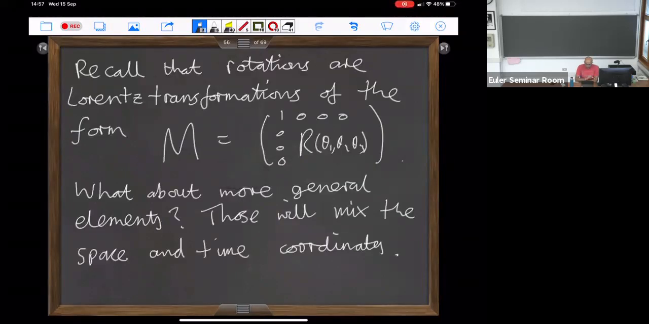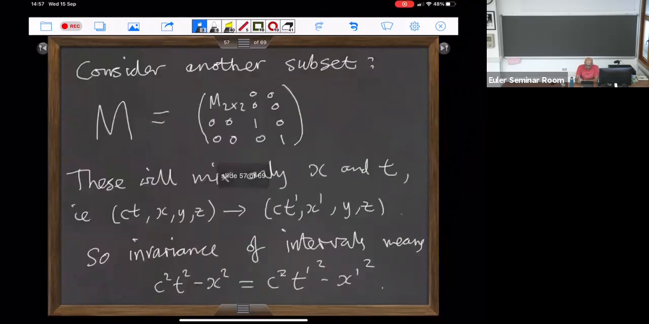Okay, so those are our rotations. Now, what about more general elements? Any other element that's not of this form, but is a Lorentz transformation, will in fact mix the space and time coordinates, because T is not going to be equal to T prime anymore. So let's again simplify the problem, and we'll just look at transformations for which Y goes to Y and Z goes to Z, but T and X change.